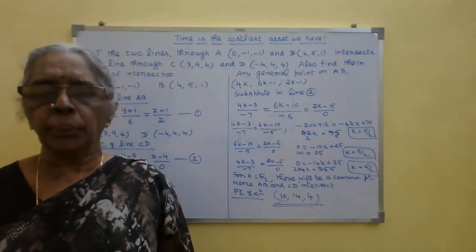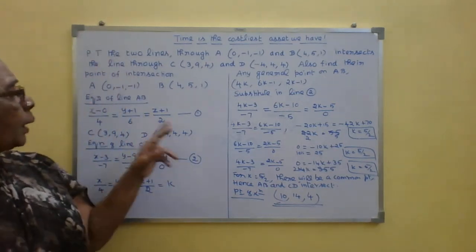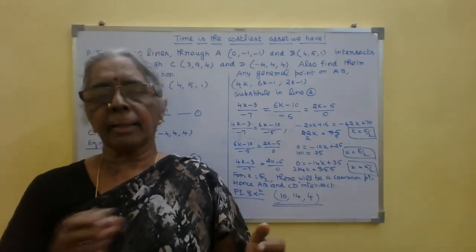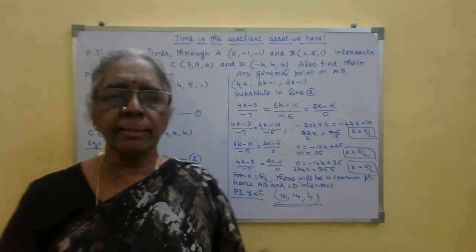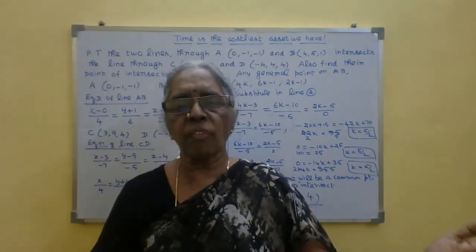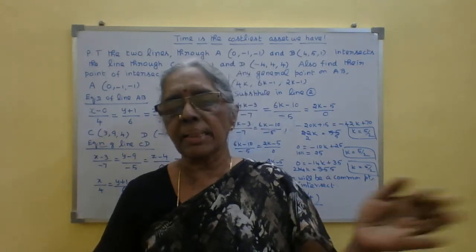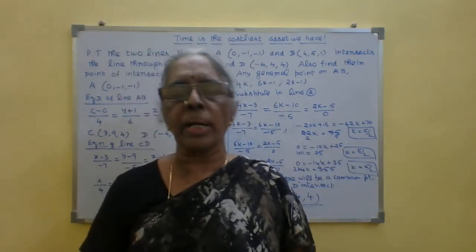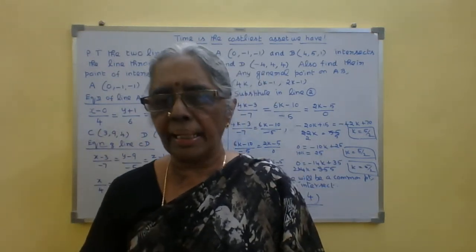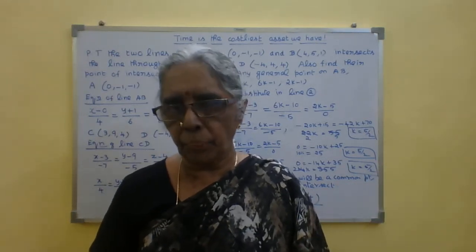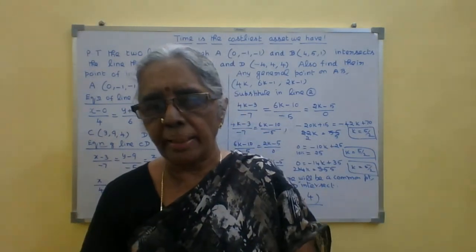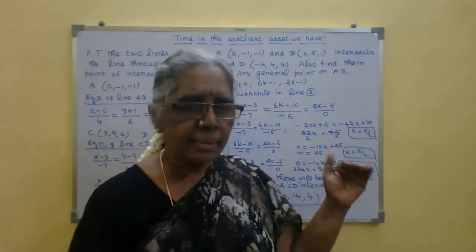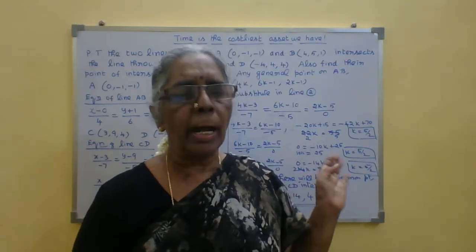Actually, if you want, you can do it in another way, that is, you can equate the first line to some lambda. You can equate the second line to some mu. You will get the general point on the first line in terms of lambda, and the general point on the second line in terms of mu. Then you can equate the x coordinates, equate the y coordinates, get the values of lambda and mu, and then substitute in the z coordinate and check whether you get the same point. That is also another way. But this is a bit easier compared to that. So I taught you this method.